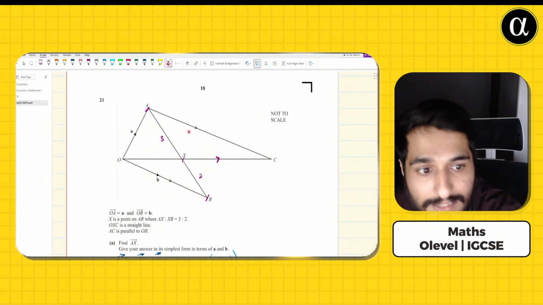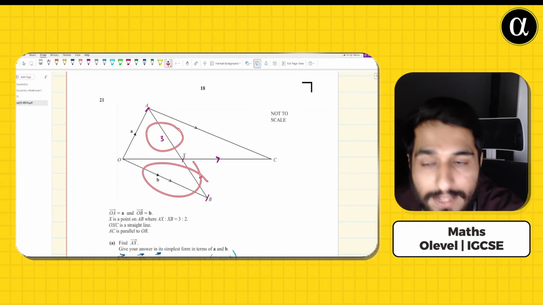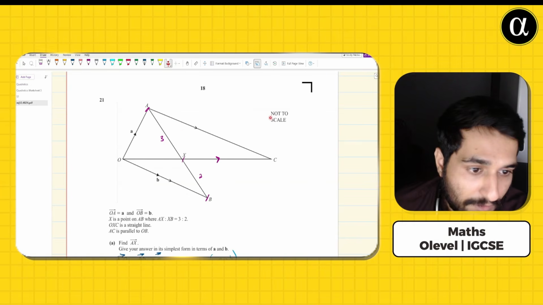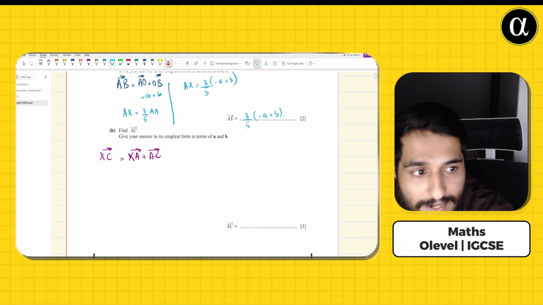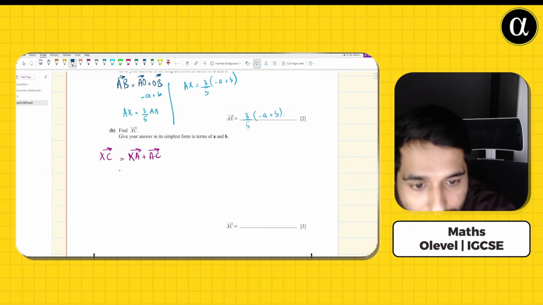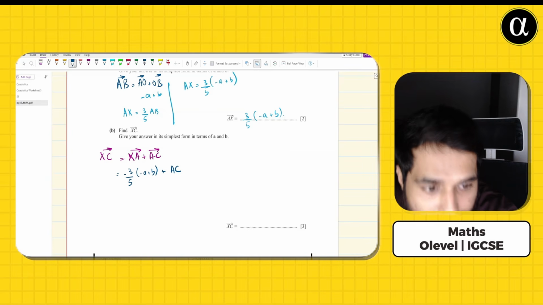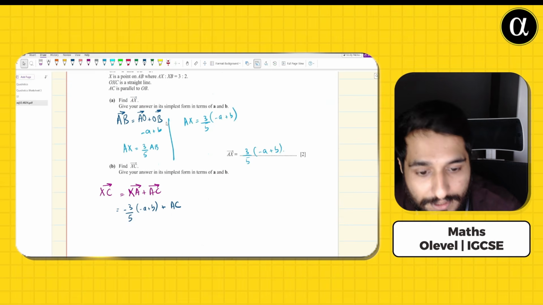So what are we going to say? The length of the smaller triangle divided by the length of the larger triangle is going to be the same as the ratio of the other lengths. Now what does that mean? Have a look at this. What I'm going to say now is XA would be minus 3 over 5 times of minus A plus B plus AC, where AC, in order to find AC, we need to know that it is going to be 2 over 3.